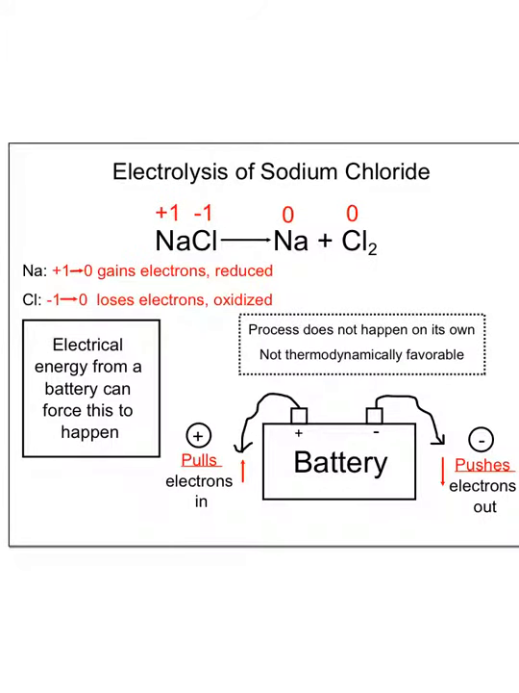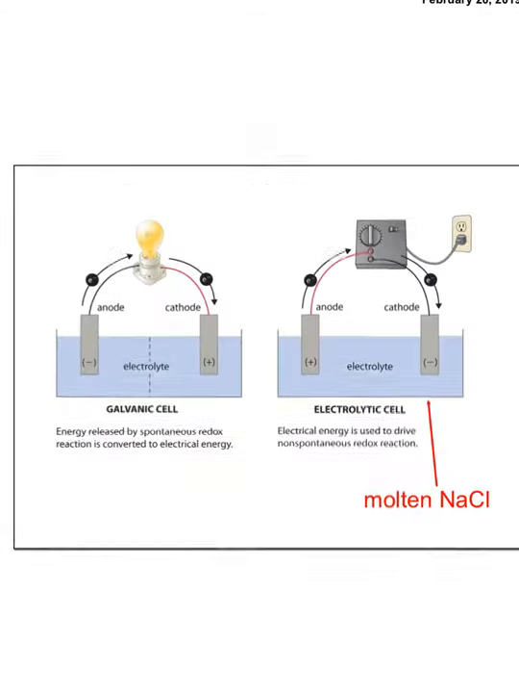If we add this battery, that positive side of the battery is going to pull electrons in, and it's pulling those electrons from chlorine, which will oxidize the chlorine, right? Taking the electrons from chlorine. And the negative side of the battery is responsible for pushing the electrons out. So it's going to push electrons to the sodium, which will reduce the sodium.